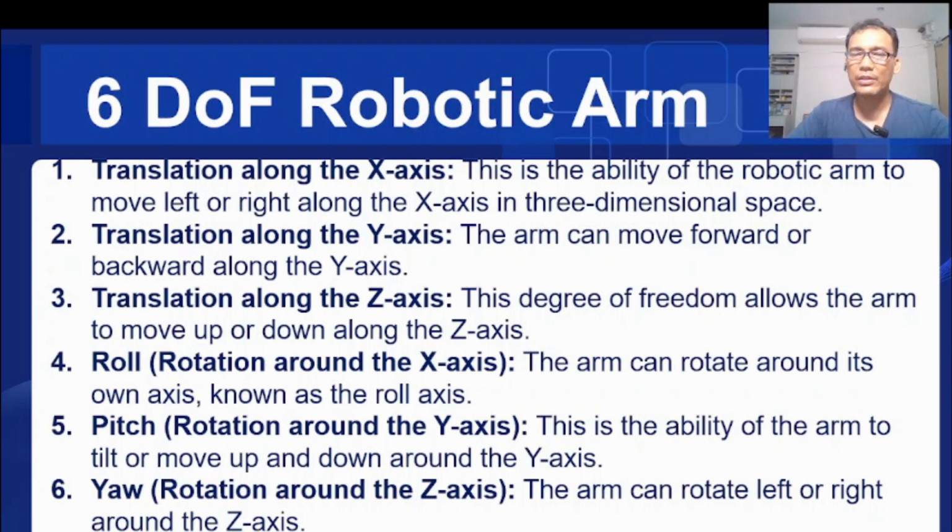So here each joint in the robotic arm contributes to one or more of these degrees of freedom. So the design and control of a 6 degree of freedom robotic arm involve consideration of kinematics, dynamics, and control algorithms to enable precise and coordinated movements in each workspace.